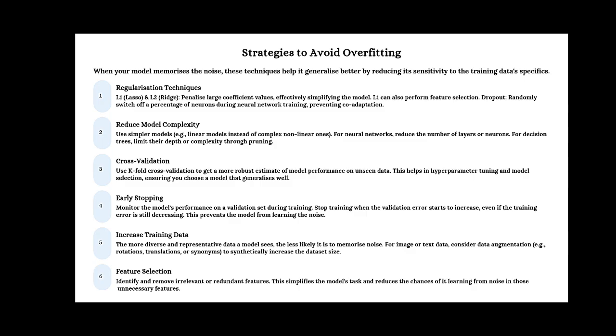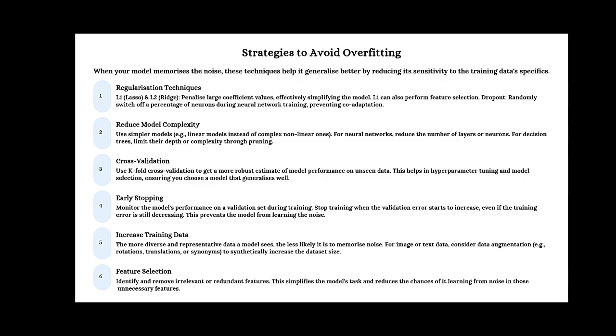Then cross-validation. Using k-fold cross-validation to get a more robust estimate of how our model will perform on unseen data. This is crucial for hyperparameter tuning and selecting a model that truly generalizes well. Then early stopping. As you saw earlier, we should monitor the model performance on a validation set during training. Stop training when the validation error starts to increase, even if the training error is still going down. This prevents the model from learning noise.